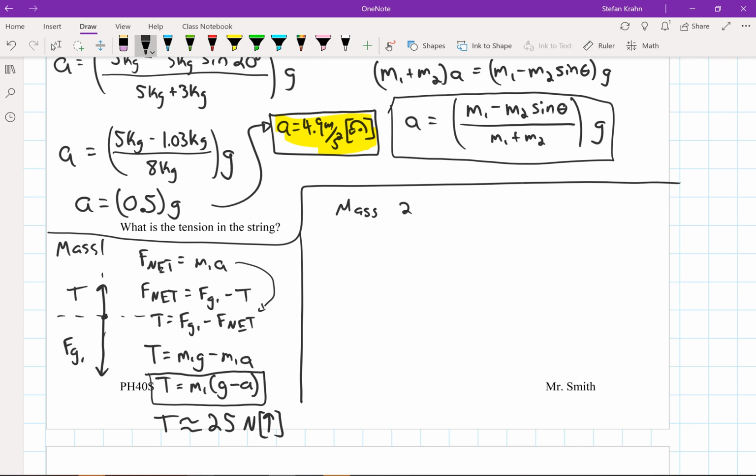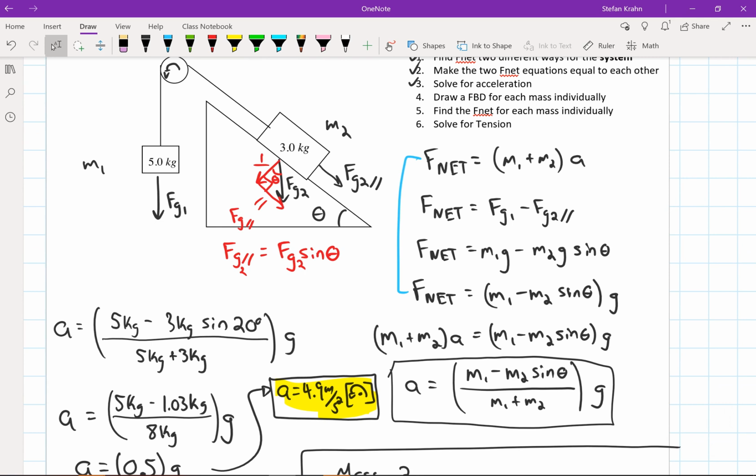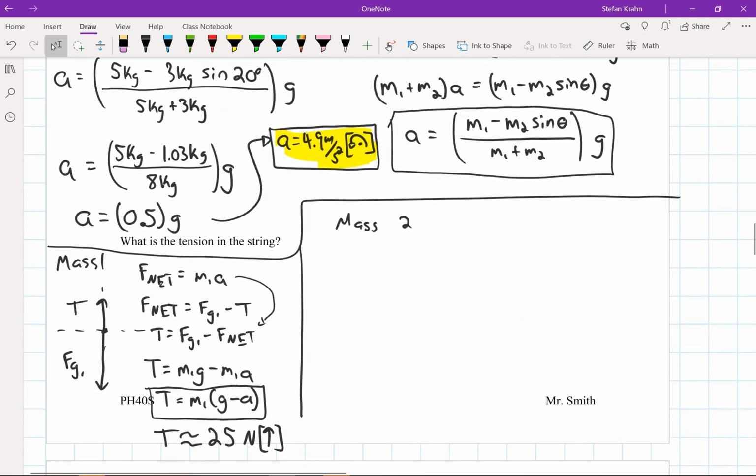Now mass 2 is a little more complicated. It's an incline, so I have to draw a free body diagram using my incline skills. So I'm going to draw a perpendicular and a parallel axis. Okay, that's my perpendicular, that's my parallel. Now I have the force of gravity on 2 pulling down, and I have to break this up into its components. Okay, I've got my force of gravity 2 perpendicular and my force of gravity 2 parallel. And my angle here is 20 degrees.